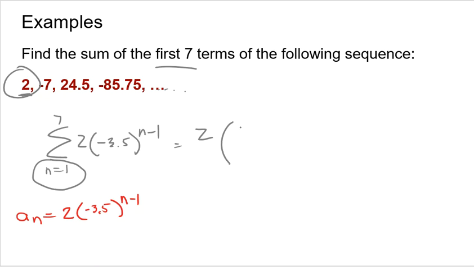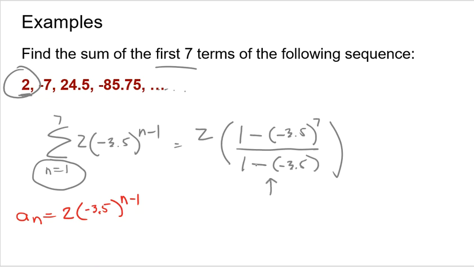And then now you got to be very careful with this, right? Definitely need parentheses. So it's 1 minus negative 3.5 raised to the 7th, because I'm adding 7 terms, all divided by 1 minus negative 3.5. Now listen. In the denominator, I could change the minus and negative to a positive. Well, that's going to be 1 plus 3.5, or in my head, that's 4.5.